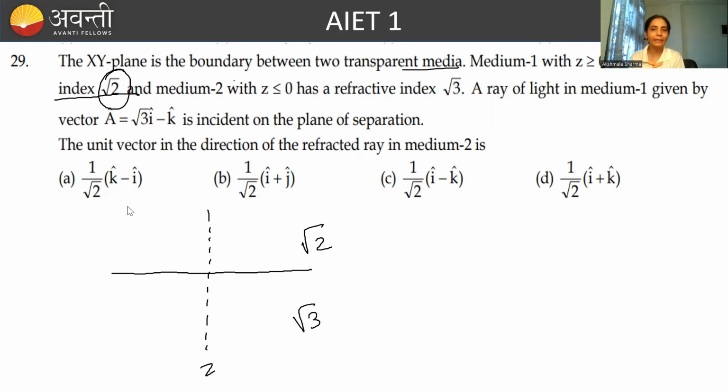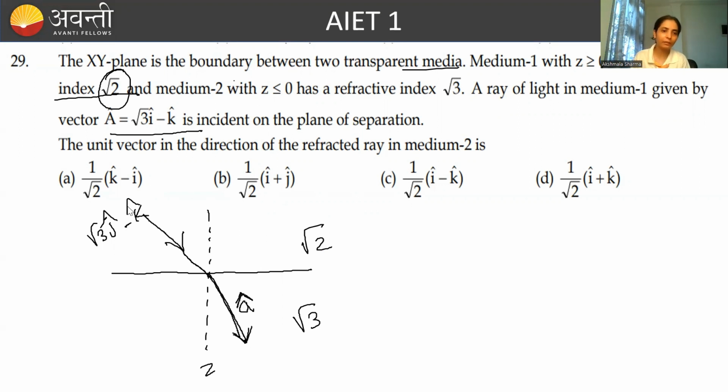A ray of light in medium 1 is given by this vector. In medium 1, this is the incident light, and vectorially this is given as √3 i cap minus k cap. If incident on the plane of separation, find the unit vector in the direction of the refracted ray. So if this is my refracted ray, and the unit vector here is A, we have to calculate the value of this A vector.